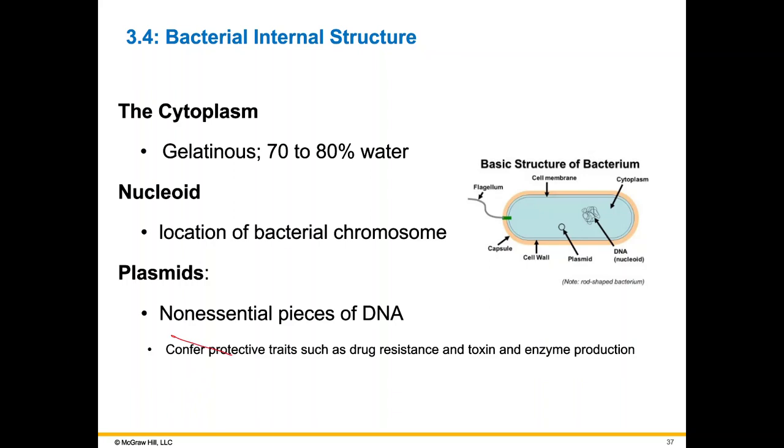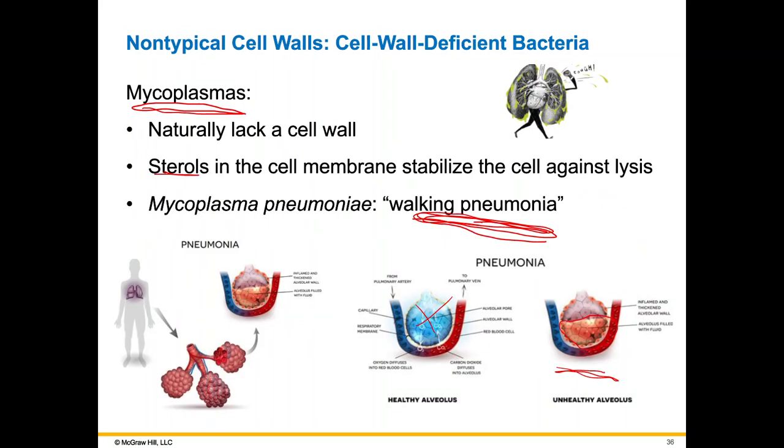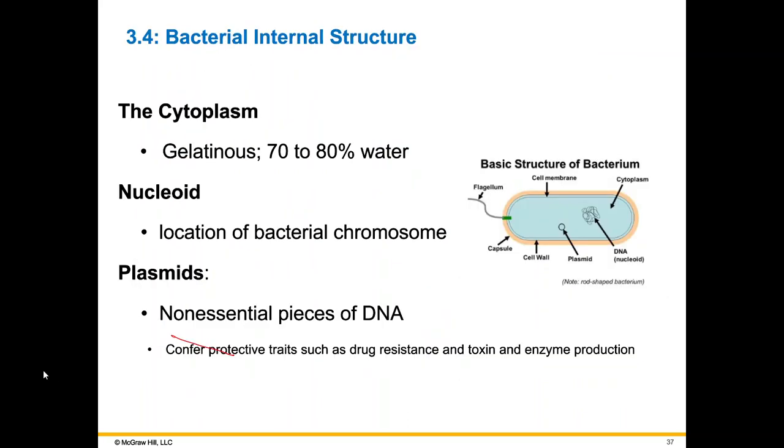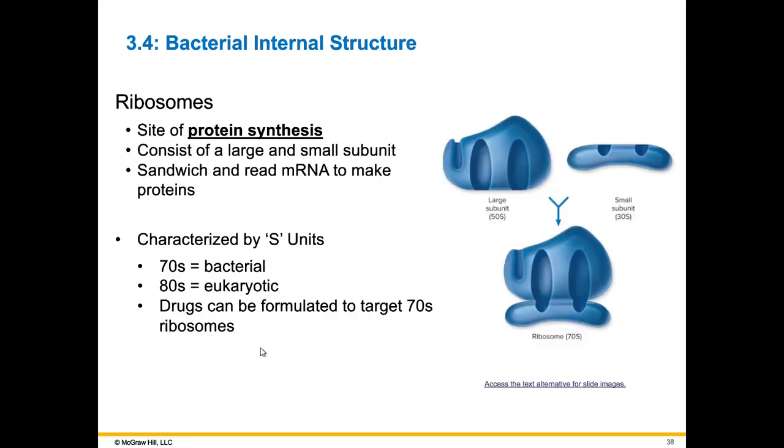They don't contain genes that are essential for life for the bacteria. So it's extra stuff like resistance to drugs or toxins, being able to make special enzymes they don't need to survive. Next, bacteria have ribosomes, one of the very few organelles that they do have.